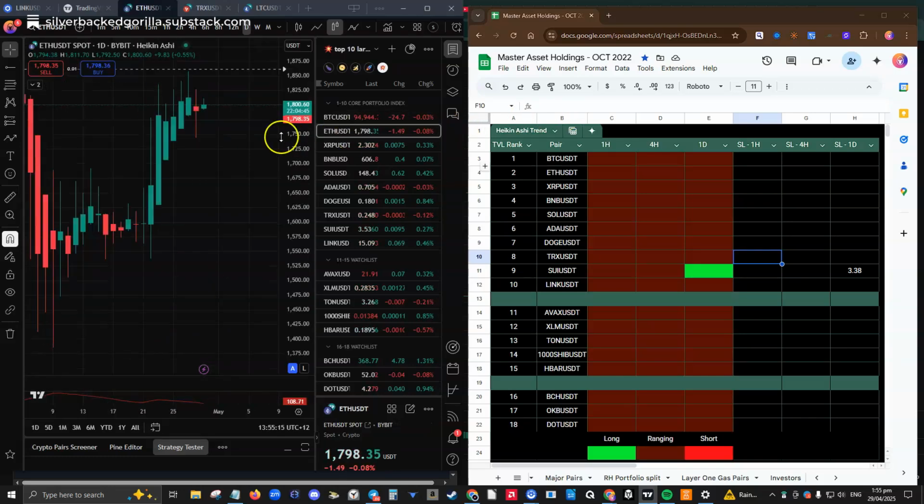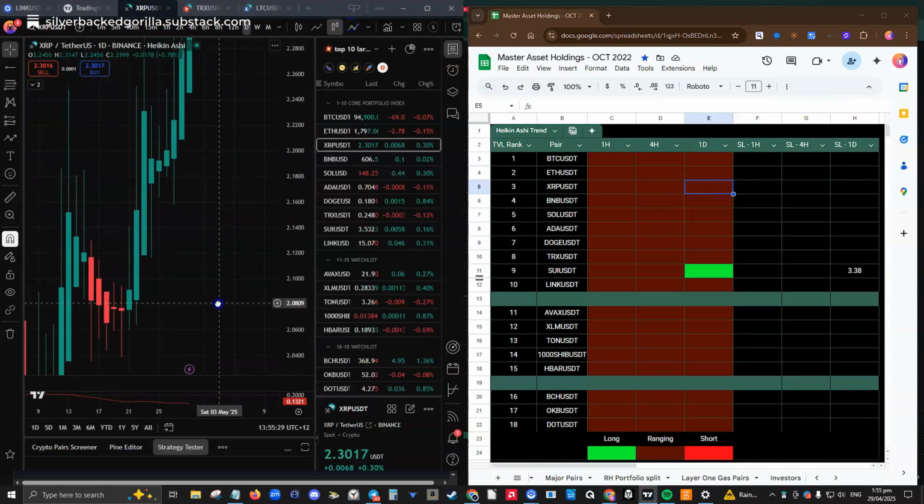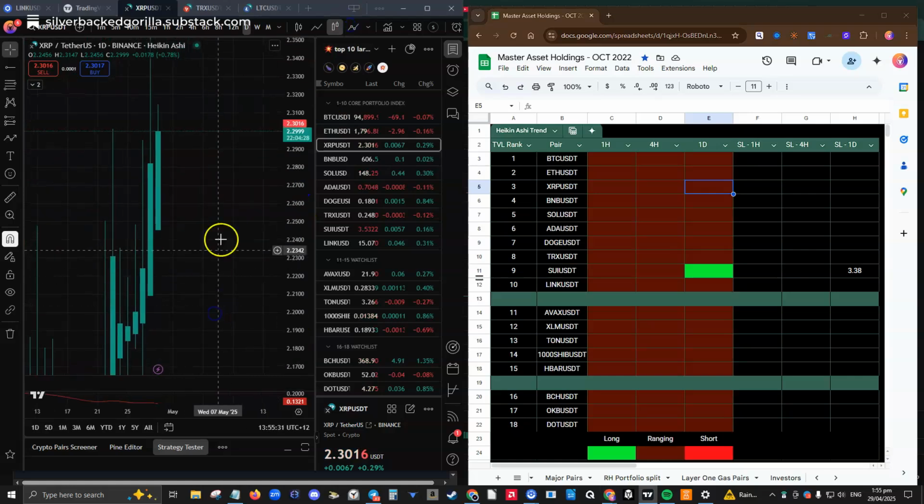Ethereum, again, I've got a big doji, a wick above, a wick below, irrespective of the color. I won't go into that. XRP is actually a fresh long, so I'll be going long XRP, and I will squeeze this as much as I can.